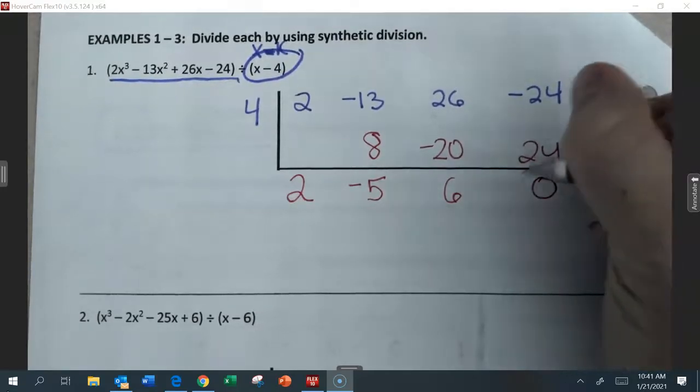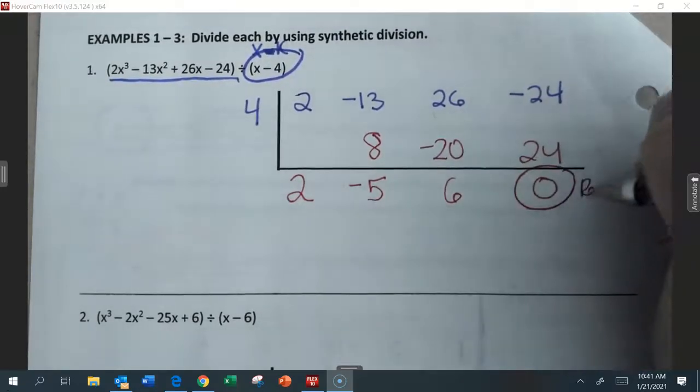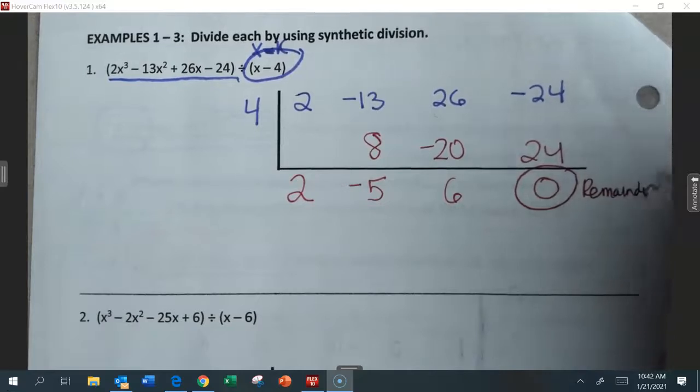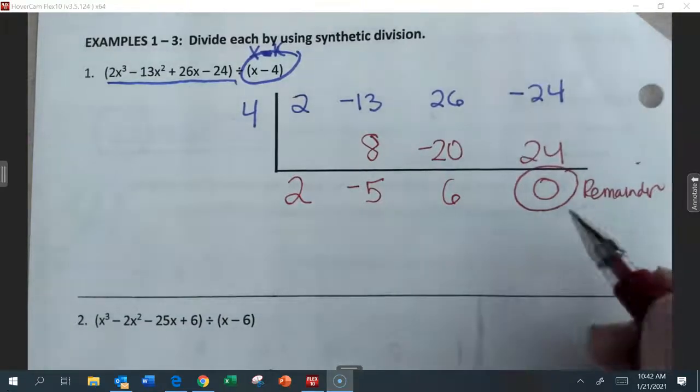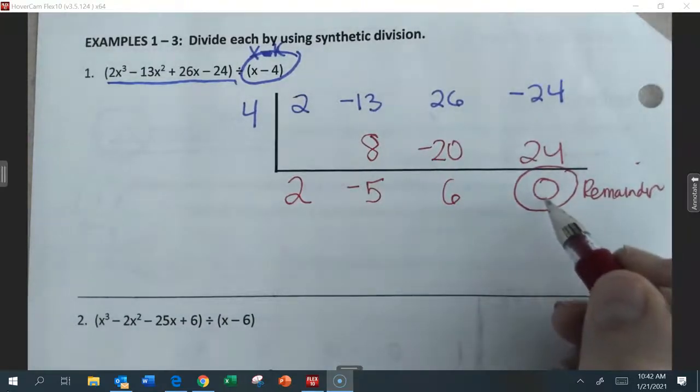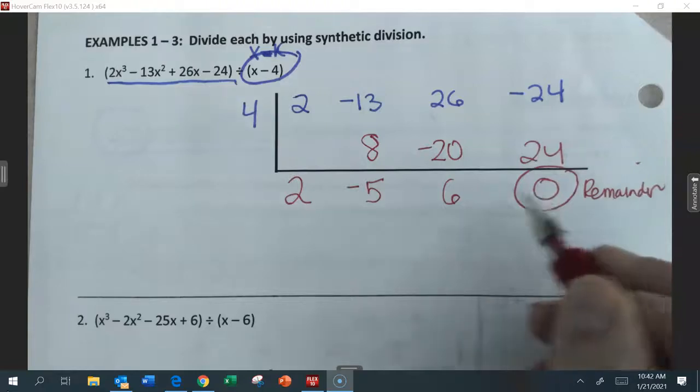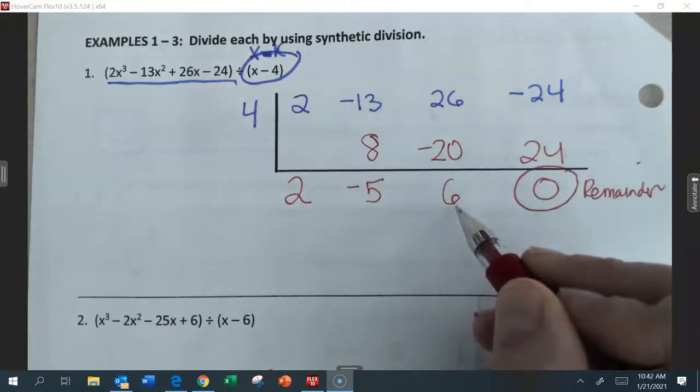Y'all, this last number is always our remainder. So we don't have to worry about a remainder. Now, if you're going, well, what's our final answer? You have got to write it back correctly. So you're going to write no remainder, right? What's this going to be?